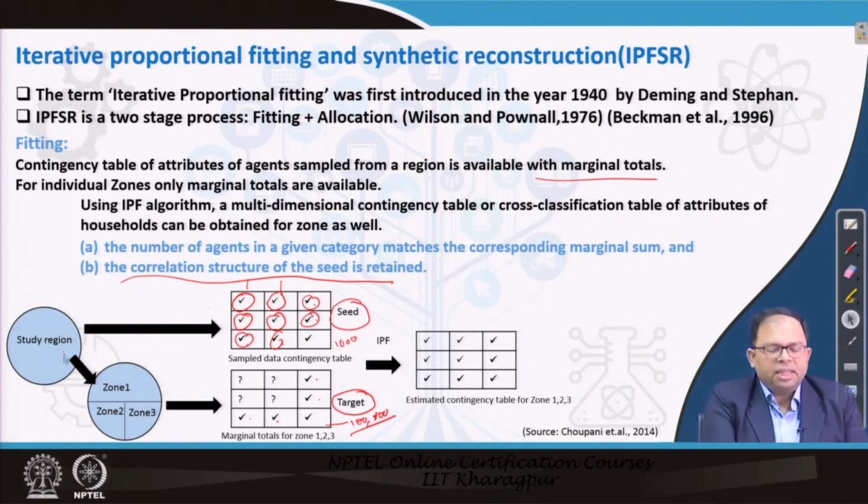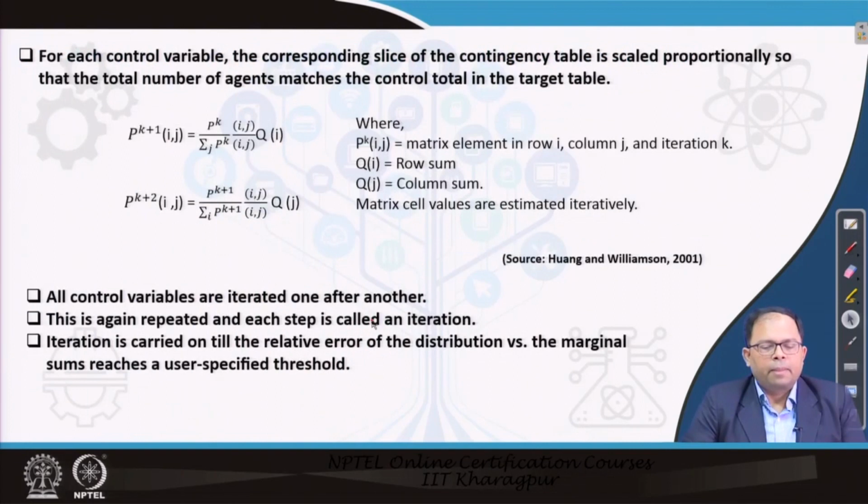We have the entire study region and do the seed data collection in the entire area, but we only do it for 1% of the population or maybe even less. But then for each zone we need to detail this out using the seed. We assume that the same correlation structure of the seed would be retained for each of these groups, and we detail the total population of zone 1, zone 2, zone 3. For each zone we have the marginal totals, and we can estimate the values of each of these demographic groups, and this is where the IPF algorithm comes into play.